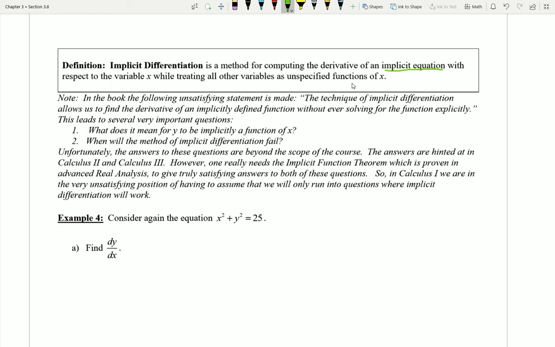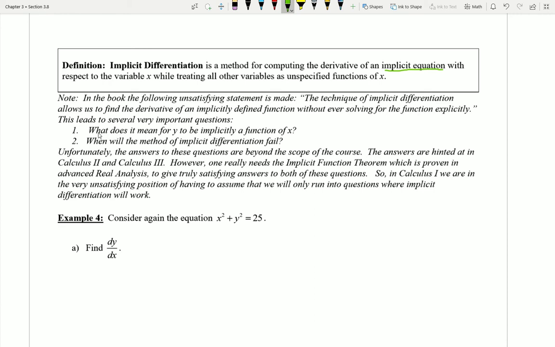Now, this is a rather complicated sort of idea, and unfortunately we can't really do justice to exactly why this works or why we're able to make some of these statements. In fact, I have this really long note here that I'll take some time to go through. In the book, there is the following statement made about implicit differentiation. It says, the technique of implicit differentiation allows us to find the derivative of an implicitly defined function without ever solving for the function explicitly. So without ever getting into that y equals form, I can get to a derivative.